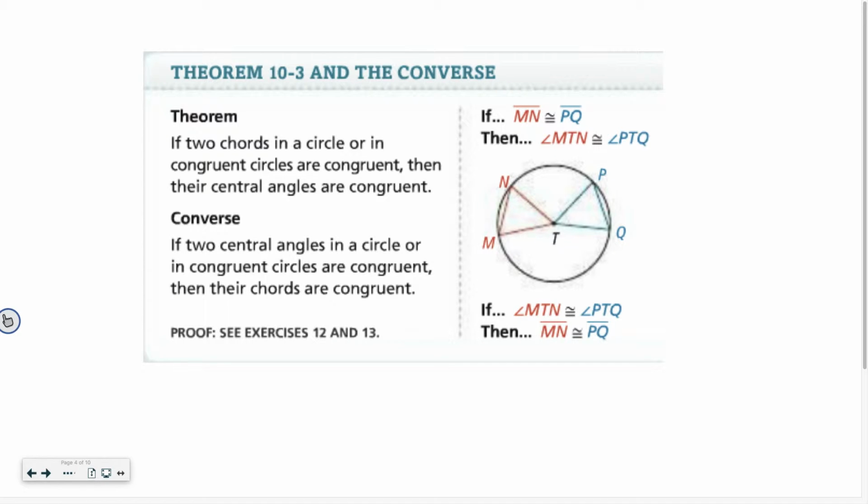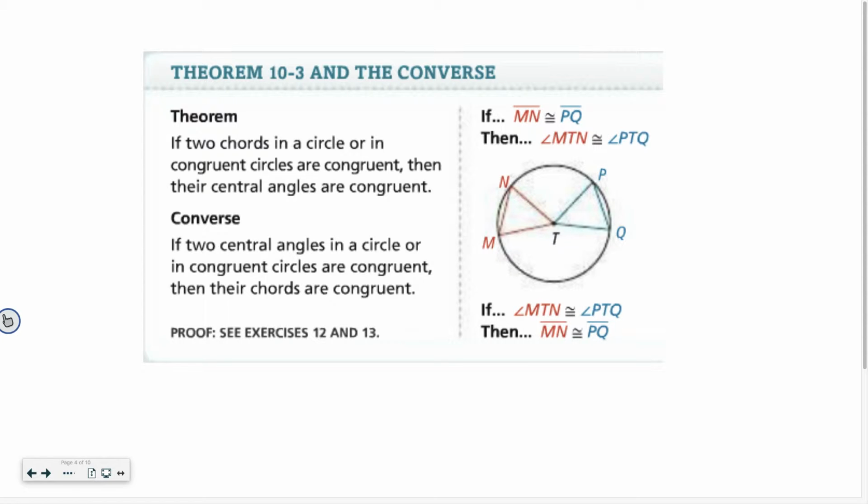Okay, so in this lesson, there's going to be a lot of slides of just theorems and not a ton of actual examples. You need to memorize the information in these theorems. Now, I'm not saying that you have to memorize the exact wording, like, if two chords in a circle or in congruent circles are congruent, then their central angles are congruent. No, I'm not expecting you to ever spit that out back at me.